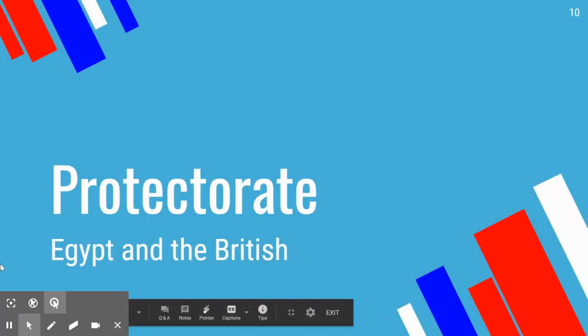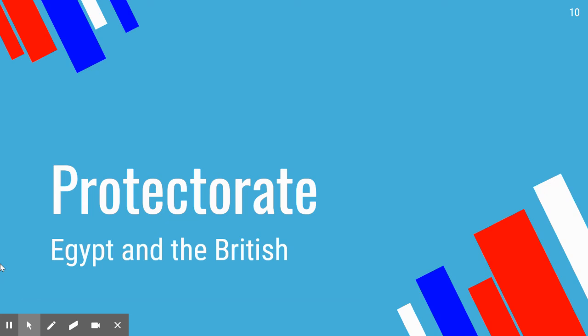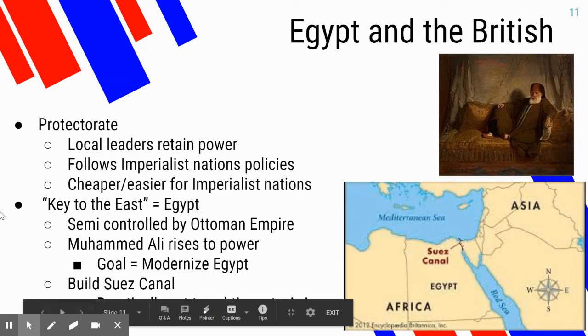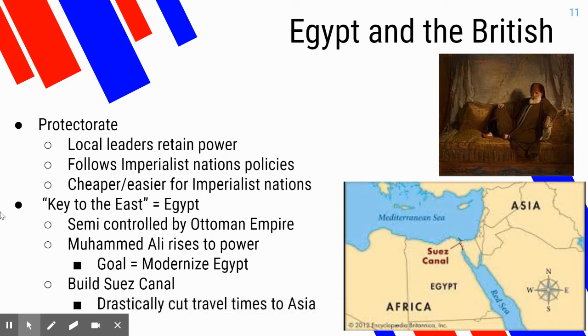The next style of rule we had was protectorate, and this is going to be Egypt and the British. Remembering back, a protectorate is where the nation is still technically independent. The local leader is still in power, but the protectorate is expected to listen to its imperialist nation's advice. And if they don't, there's usually some military or economic threat. The reason for protectorates is they are very, very cheap. It's easy to have a protectorate compared to actually having a colony because the protectorate still rules itself and completely runs itself.